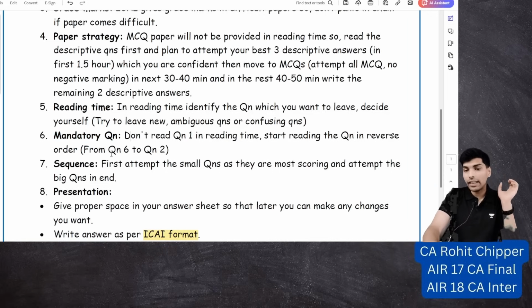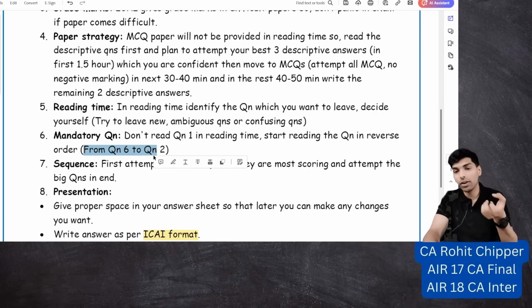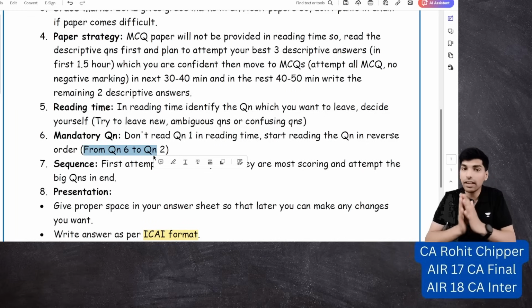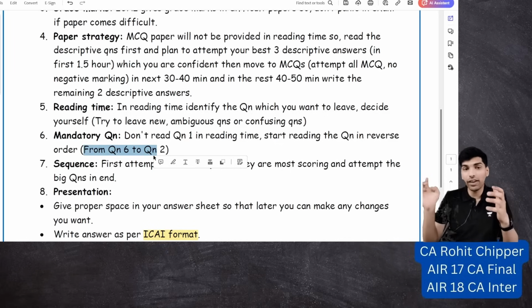Attempt question number one in the end, and when you have to read the questions, always read them in reverse order. Like from question number 6 you have to read first, then 5, 4, 3, 2 and then 1, because generally I have seen the pattern that question number 6 is a simple question which has multiple subparts, and then question 5 is a simpler question. Number 2 is generally a little difficult and a big question.